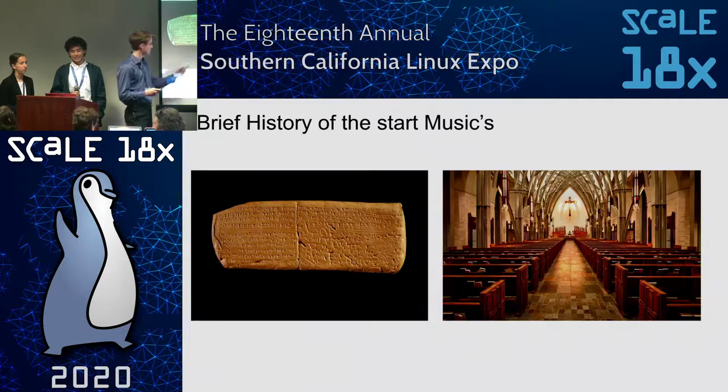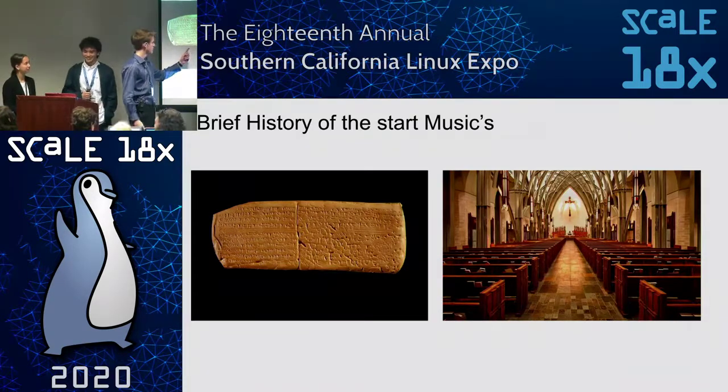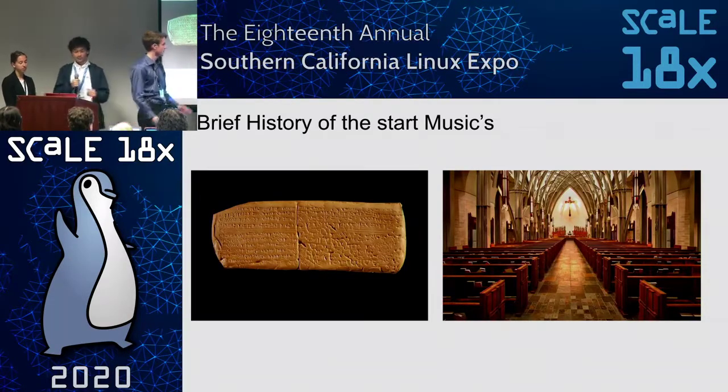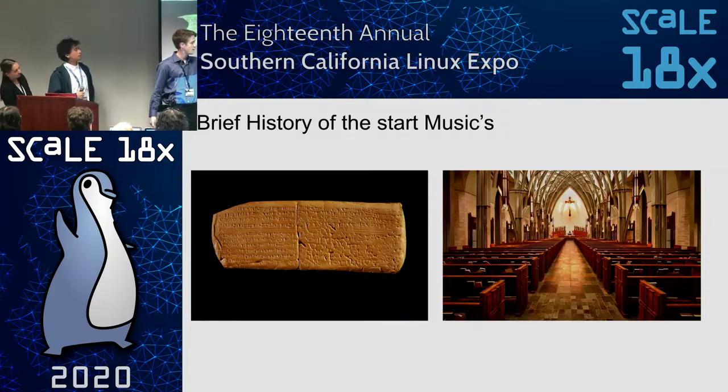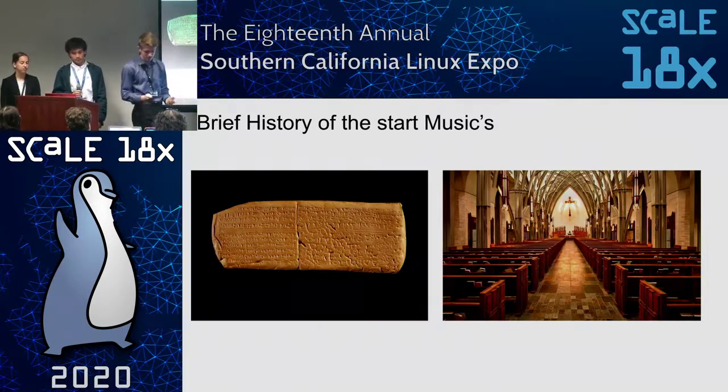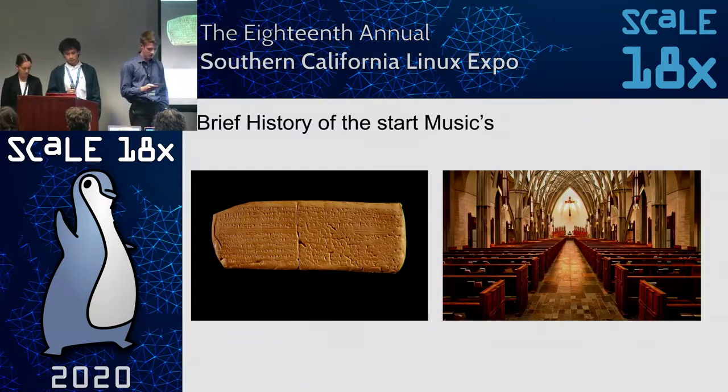Right here is the hymn to Nikal. It's a Hurrian song. It's in cuneiform, written on clay tablets, and it's from Syria. And I also put a picture of the church here because during the medieval era, church used music as meditation and prayer. And instruments and music were associated with pagan culture, which created a cappella.